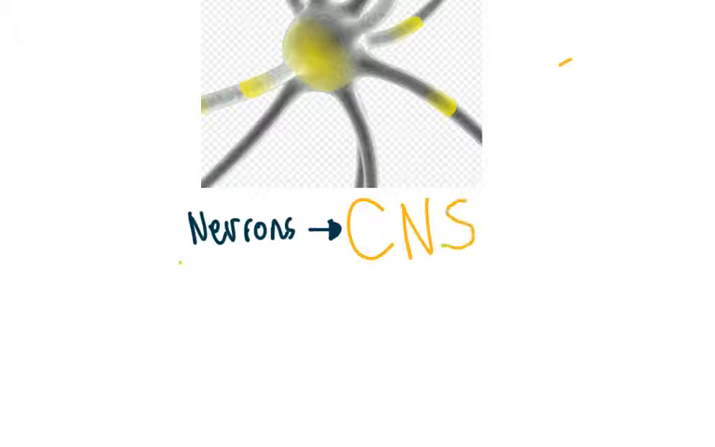So the oligodendrocytes of our central nervous system, so let's go ahead and write down that we're talking about neurons in the central nervous system, all right? So not the peripheral nervous system, the central nervous system. Let's keep that in mind while we talk about these oligodendrocytes.